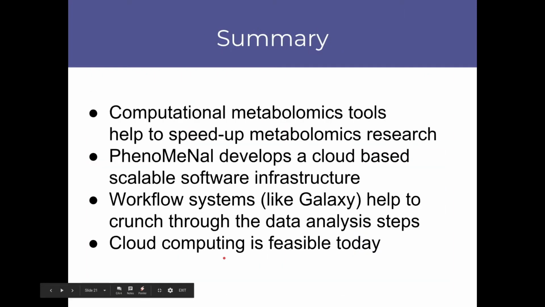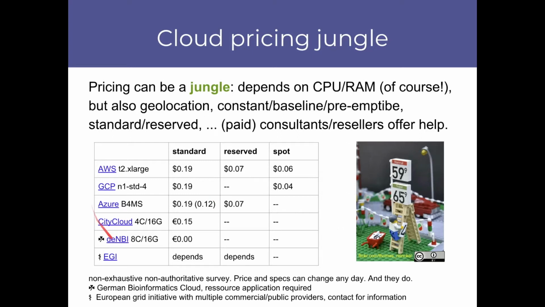So, the summary: there are computational metabolomics tools to speed up metabolomics research. In Phenomenal, we have developed a cloud-based scalable software infrastructure. Workflow systems like the Galaxy I've shown help to crunch through the data analysis steps. And finally, cloud computing is feasible today. I didn't mention that you don't always have to go to the cloud providers directly, but there are also consultants and resellers. And very often they have good relationships with universities and can help you optimize your cloud computing.